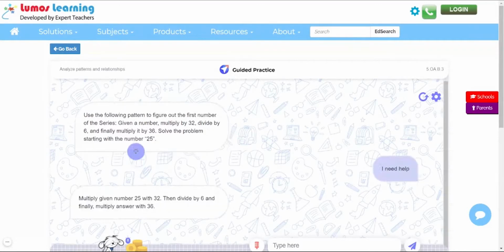Multiply given number 25 with 32. Then divide by 6 and finally, multiply answer with 36. Nice! With the help of this hint, you can try arriving at an answer.